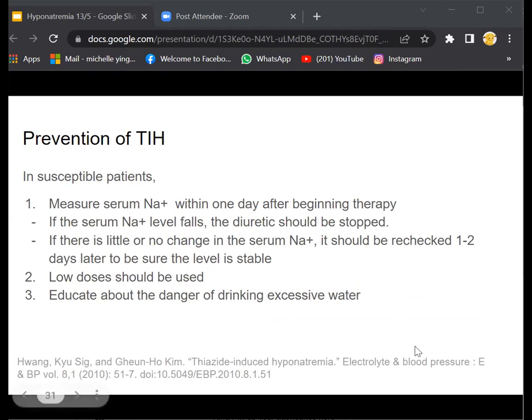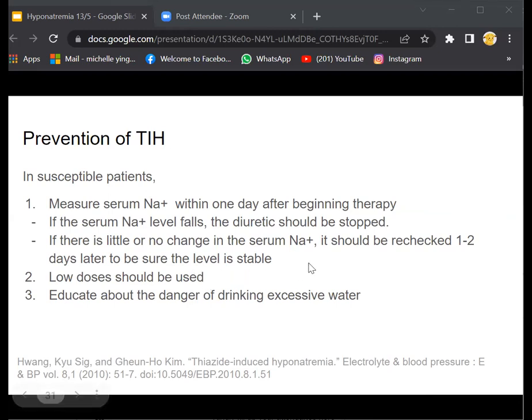There's an article on thiazide-induced hyponatremia. Based on this article, some of the prevention measures used in susceptible patients include measuring the serum sodium within 1 day after starting thiazide diuretics. If the serum sodium falls, then the diuretic should be stopped. If there's little or no change in the serum sodium, it should be rechecked every 1 to 2 days to ensure a stable level.